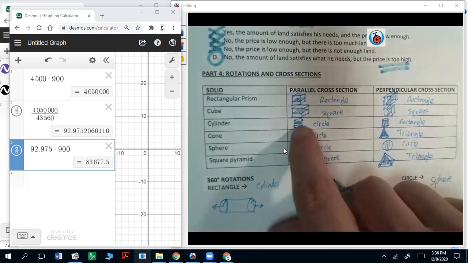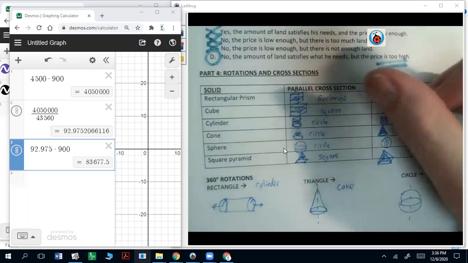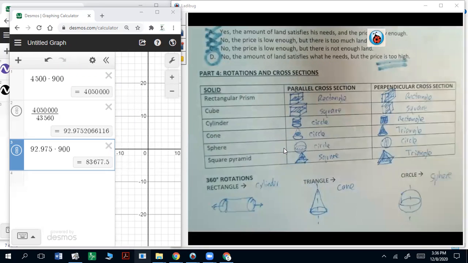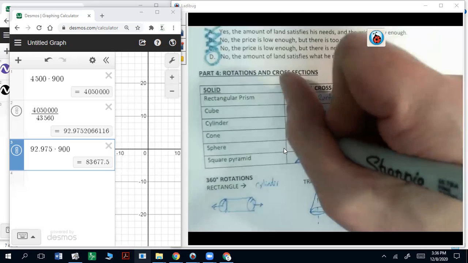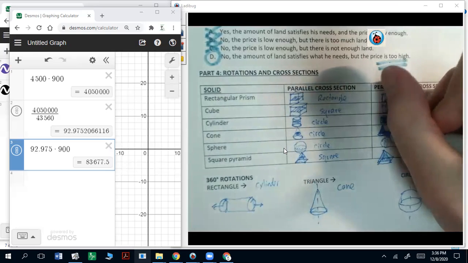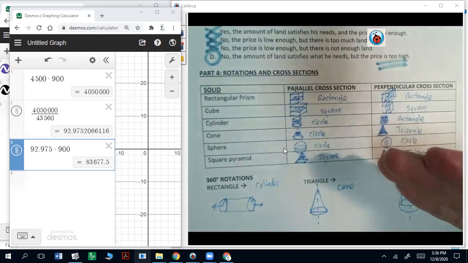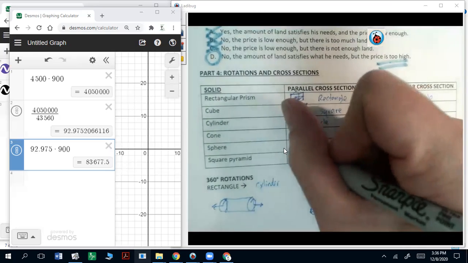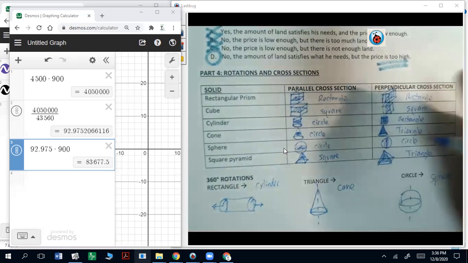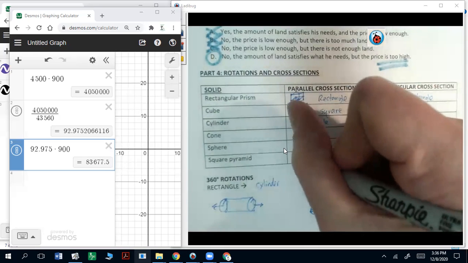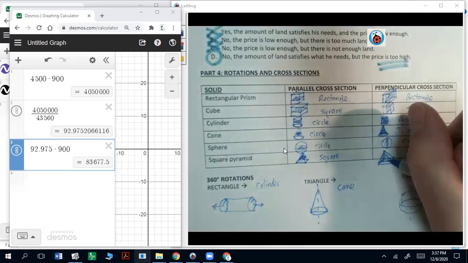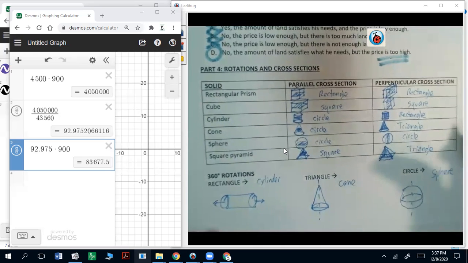With a cylinder, you'll see a circle if you go parallel, but you're actually going to make a rectangle if you slice a cylinder vertically. With a cone, you'll see a circle, and then you'll get a triangle if you go from the top through to the bottom. A sphere, you'll get a circle no matter where you go. And with a pyramid, you get a square on the base if you go parallel to it, and you can make a triangle going perpendicular to it.